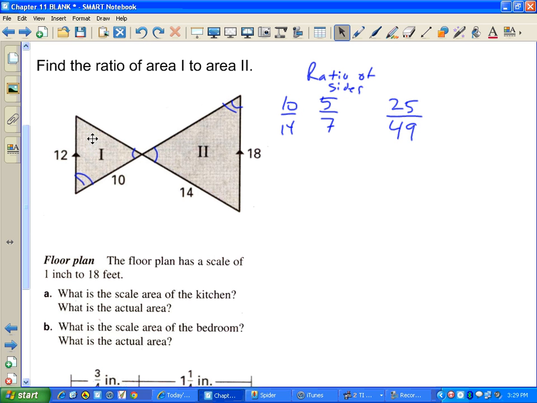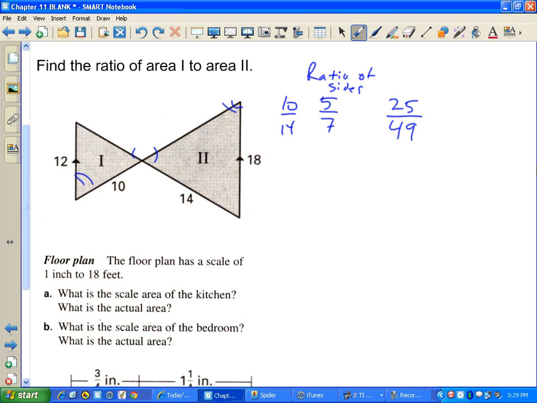Let's say the area of this one is 14. Okay, this is an area of 14. So what that means is 25 over 49, that's the ratio of the areas. That should equal the actual area of the small one over the actual area of the big one, which we don't know. So I can find the area of the big one now by cross multiplying.